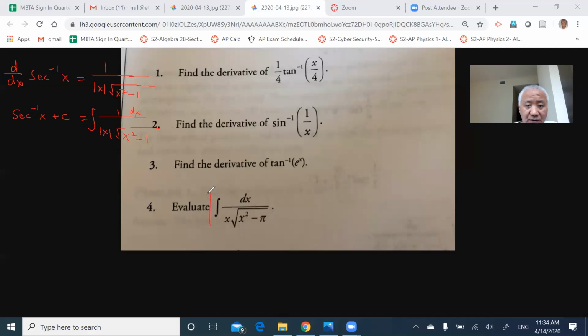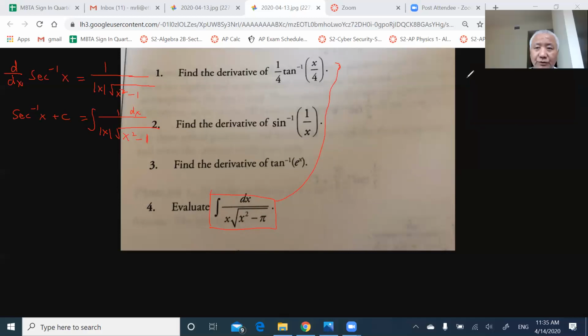So when you look at this one here, this is dx over the absolute value of x times the square root of x squared minus 1, right? But this one is minus pi, not minus 1. So we can do something to change it, okay? Now, what I'm going to do first is simplify this so the pi becomes 1, the same as here. So I'm going to do some algebra transformation.